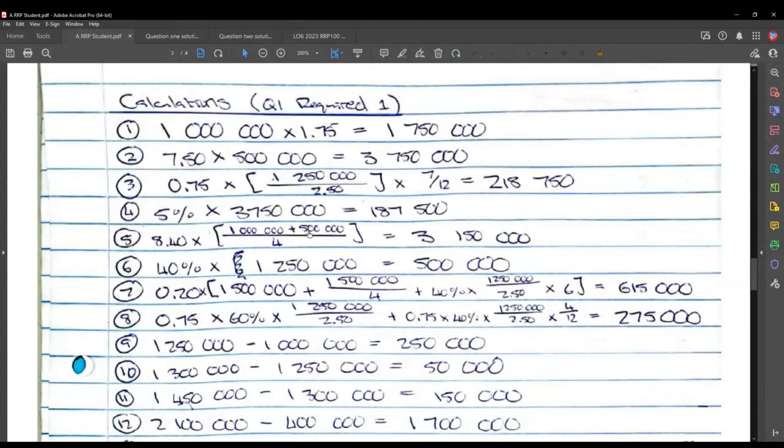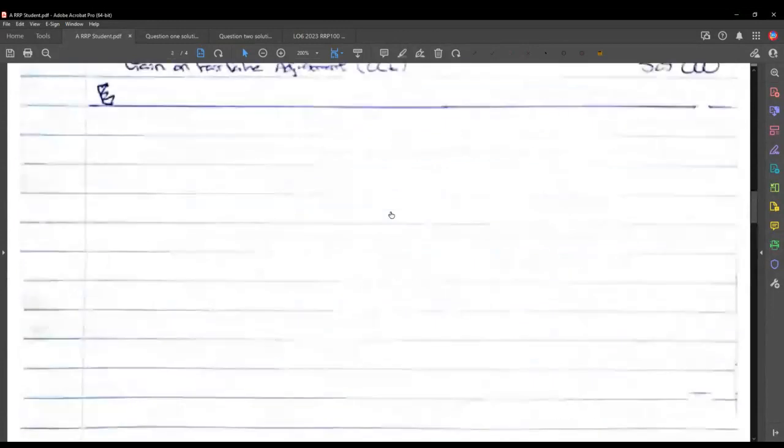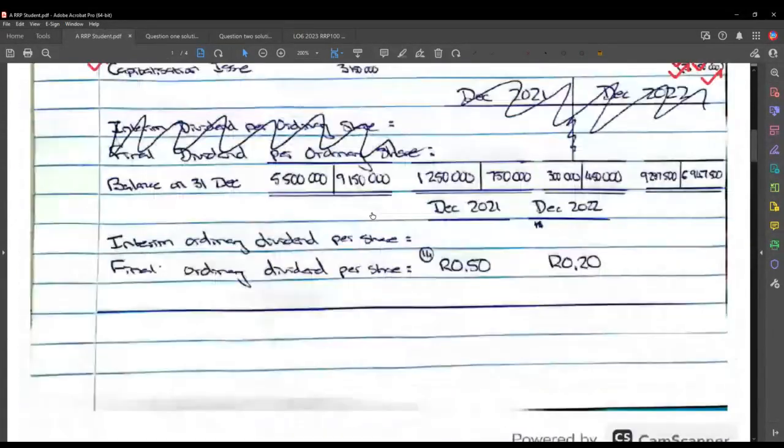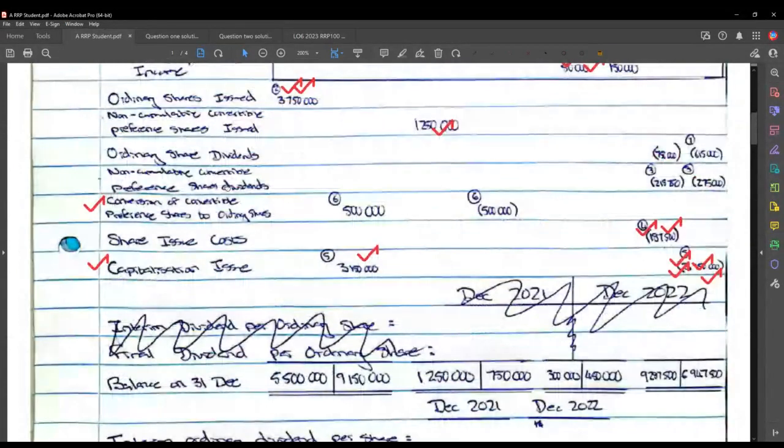So the student has taken the balance immediately before the capitalization issue, that was 1.5 million, divided it by 4, because we were giving one share for every 4 held, right? So they divided it by 4 to get the amount that would be issued. You see, they're trying to get the amount that would be issued. They then applied it by the rate to give us the 3,150,000. So that was correct.